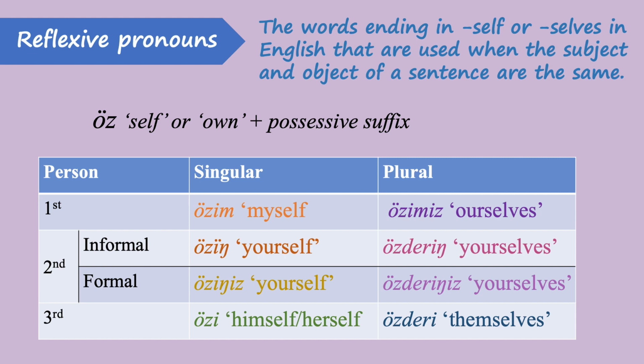Second person singular formal, özün, yourself. Plural, özlerim, yourselves. Informal singular, özünüz, yourself. Plural, özleriniz, yourselves. Third person singular, özü, himself or herself. Plural, özleri, themselves. The above forms can be further inflected for case.